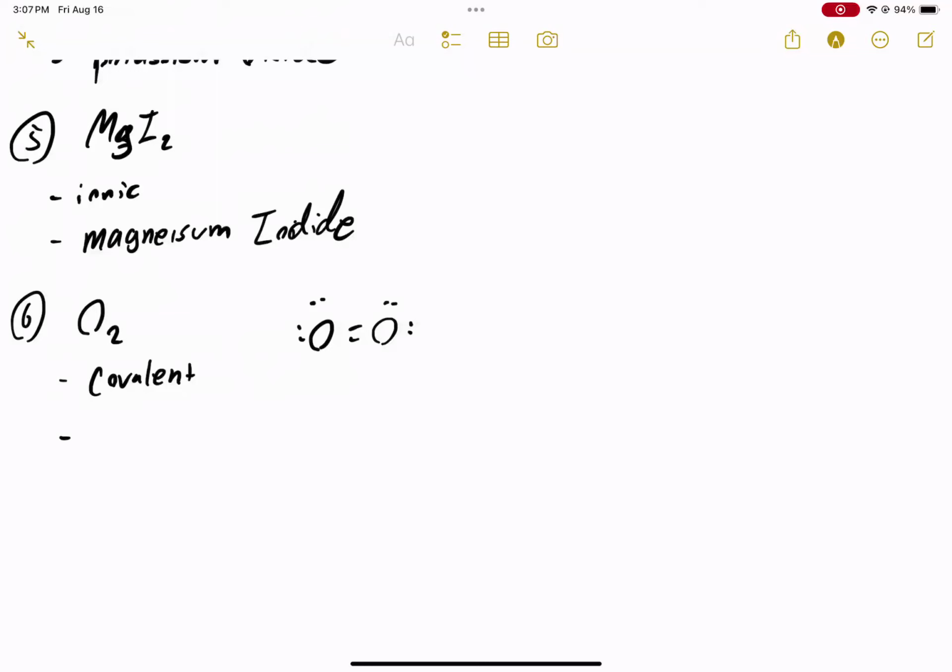And this is just going to become dioxygen, because we have oxygen and then we have 2 of them. However, because oxygen is one of those really common ones, when people say oxygen, they mainly refer to O2, and it's fine if you just put oxygen. I won't get mad at you.